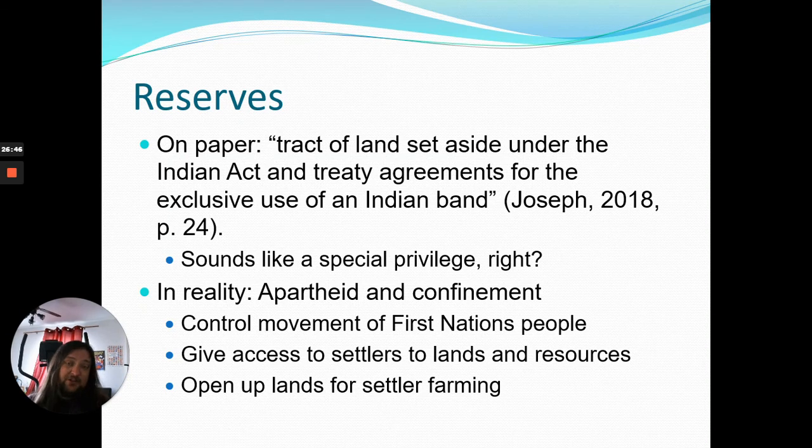There are some scholars who have documented that apartheid in South Africa, if you've ever heard of it, was inspired by the reserve system. So it was a way of confining people. It was a way of controlling the movements of First Nations people defined as Indians, in order to give settlers access to more lands and resources, and opening up lands for settler farming. So it was not a gift at all to these communities.